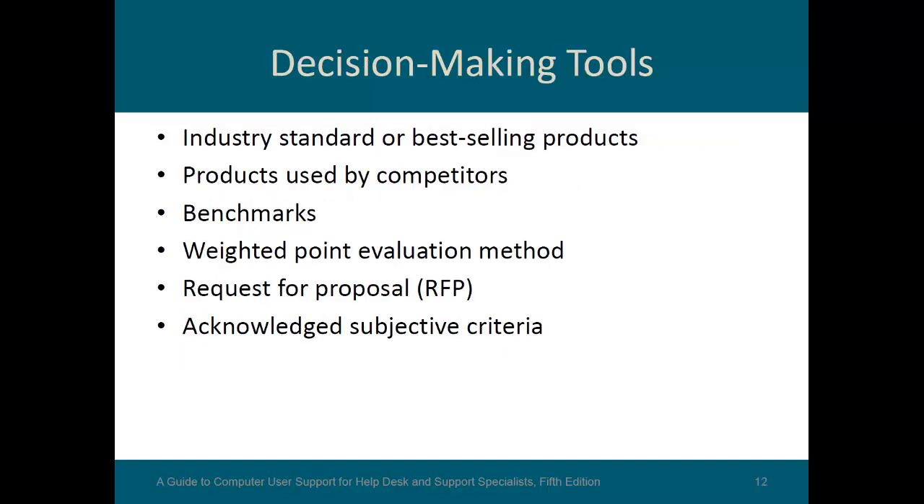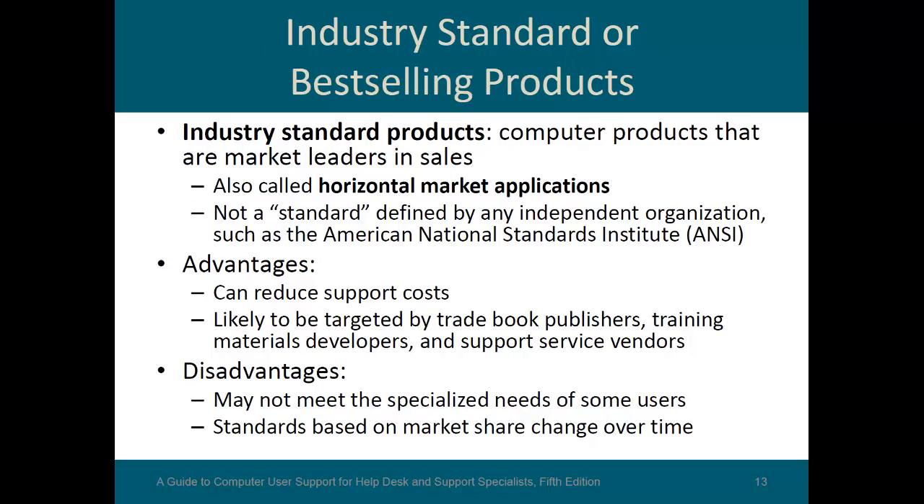Decision-making tools: industry standard or best-selling products, products used by competitors, benchmarks, weighted point evaluation method, request for proposal, and acknowledged subject criteria. Let's talk about those in depth. So, industry standard products: computer products that are market leaders in sales, also called horizontal market applications.